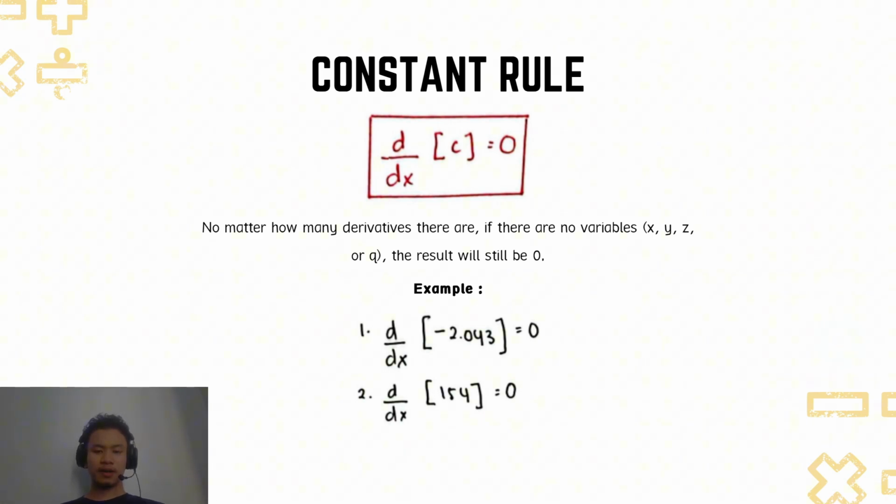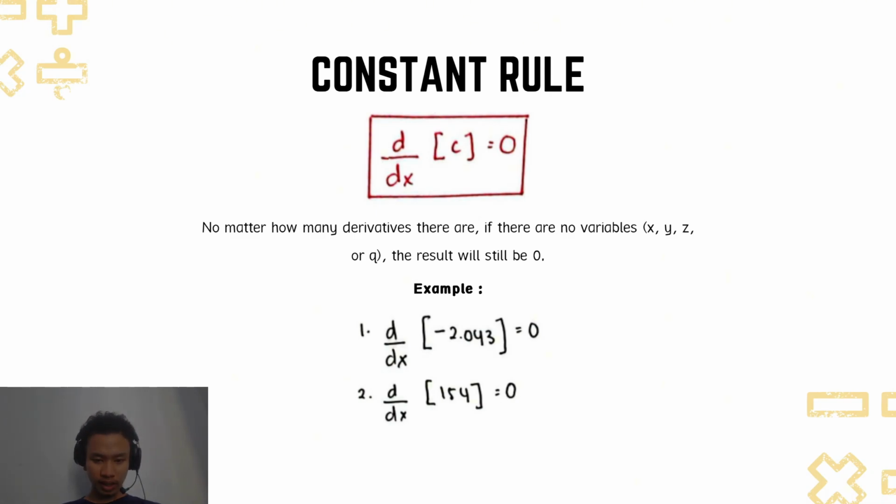Okay. First, we have the constant rule. This rule states that if you have a number without any variables like x, y, z, or q attached to it, its derivative is always zero. It doesn't matter if it is a small number or a high number, positive or negative, or even a fraction. If there is no variable, the rate of change is zero because it's constant.